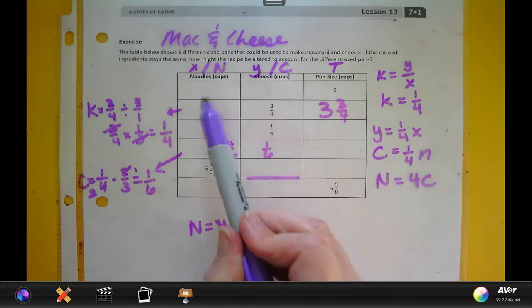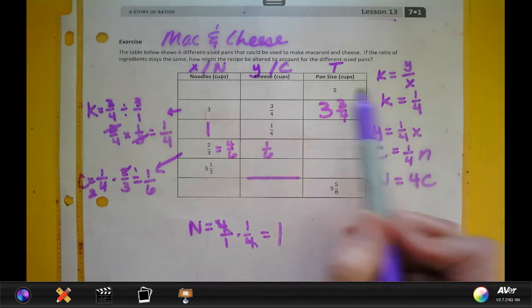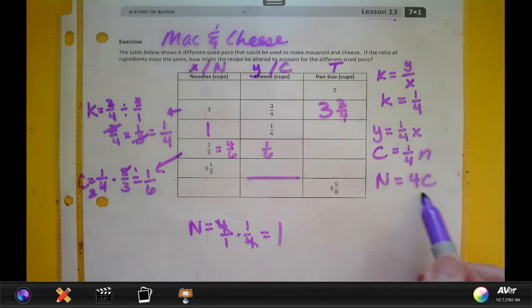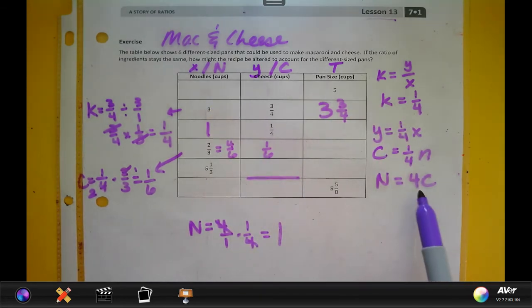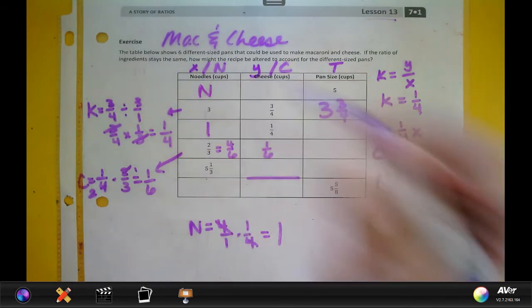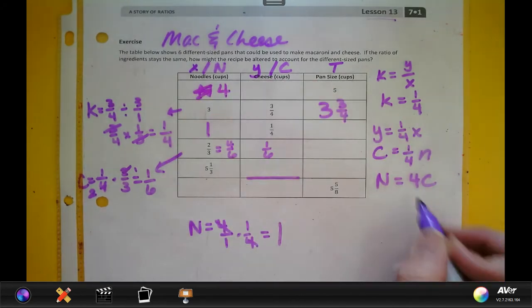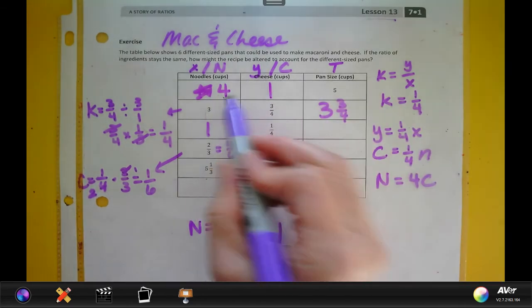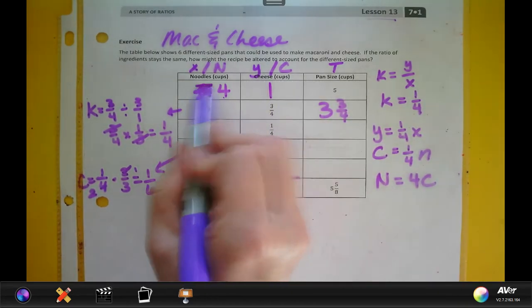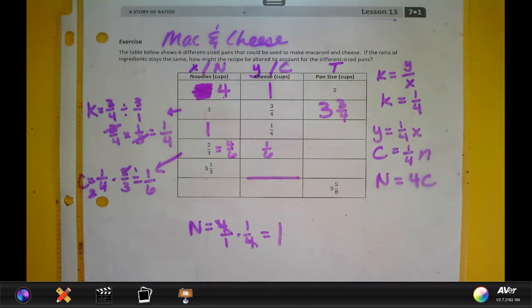Now I have to figure out how to solve these. So on this one, I have 5. I know that 4 times the cheese equals n. And then I need that cheese plus that to equal 5. Well, it's 4. So if I do 4 times 1, that would be 4. So my noodles could be 4. And then 4 times 1, the cheese is 1, and 4 plus 1 is 5. Okay, so I've solved that one.